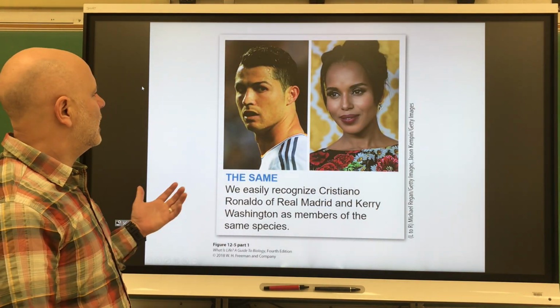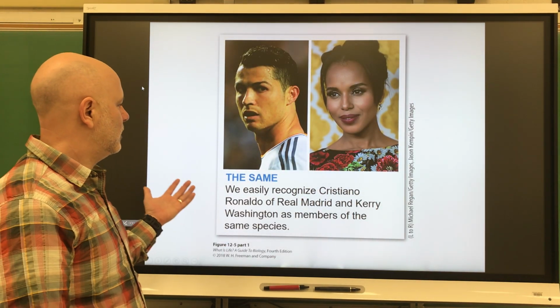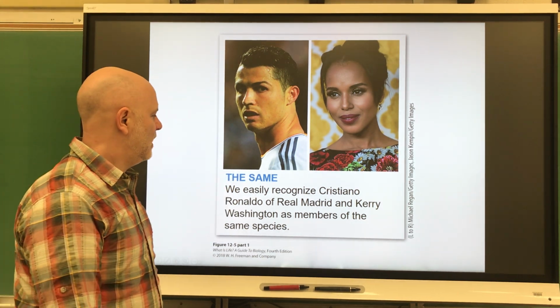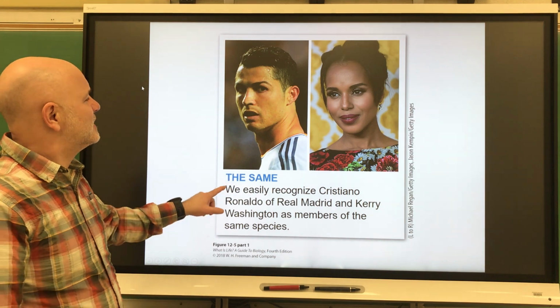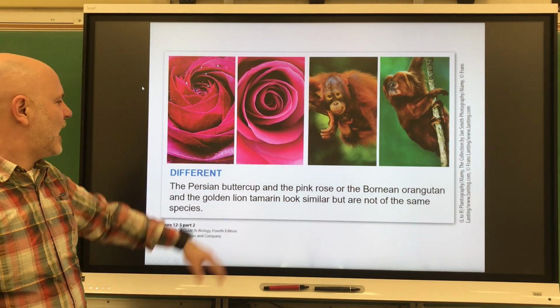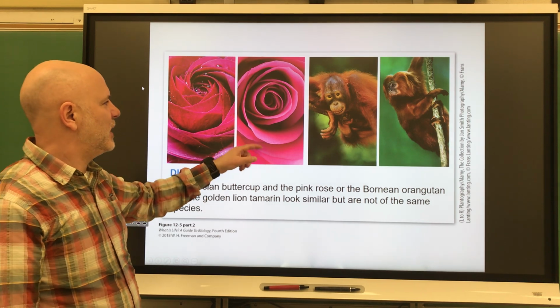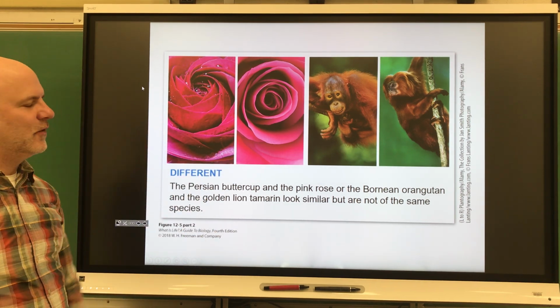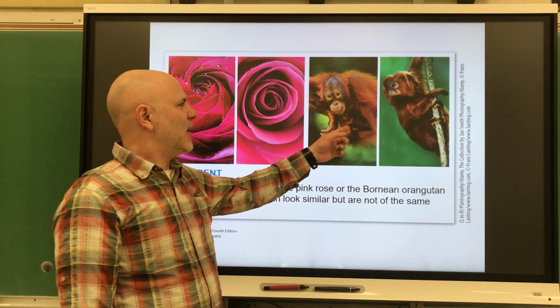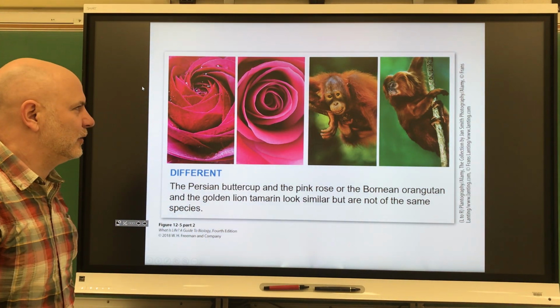Now here, Cristiano Ronaldo and Kerry Washington don't look all that different to me, but we're all of the same species here. Whereas these two flowers, the Persian buttercup and the pink rose, they look fairly similar, but they're different species. And same with orangutans and also the golden lion tamarins.